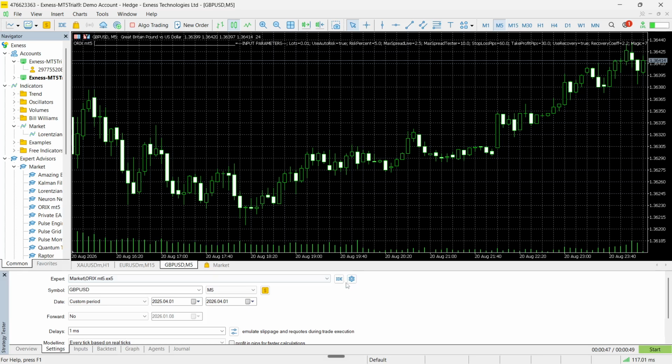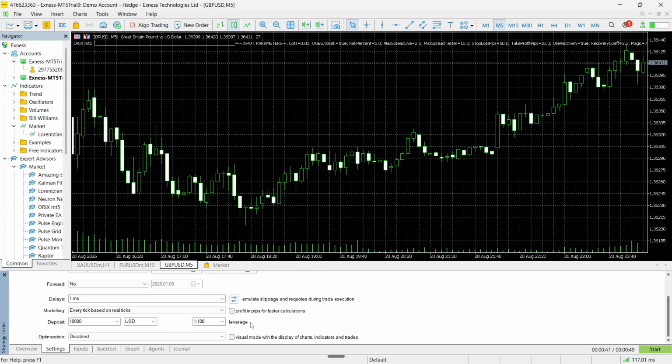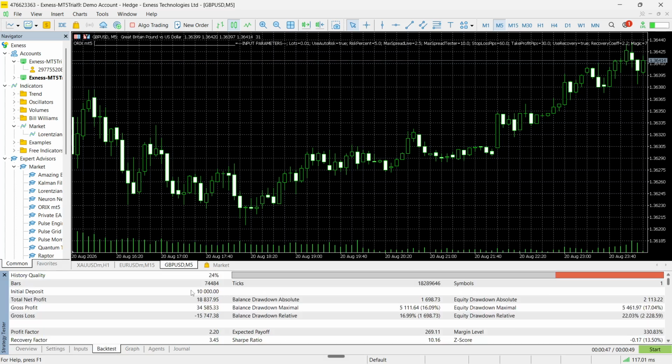And looking at my backtest on a 10K account, my initial deposit was $10,000. The equity curve shows solid overall growth with net profits, as you can see in the results, around $18,000, 18,837 to be exact. The profit factor is 2.20 and recovery factor is 3.45. The maximum balance drawdown rather is 16.09%.